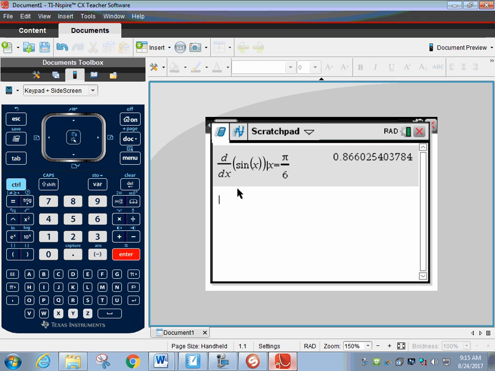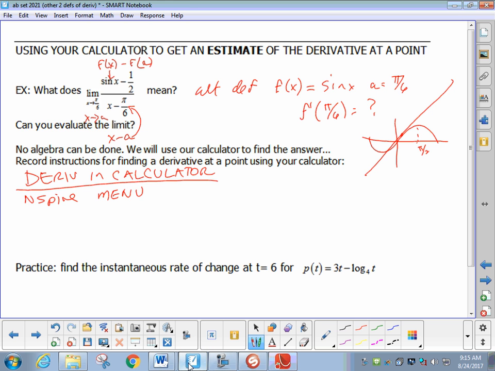Now, actually, I would need to make sure my calculator's in radians. Sine of 30. It is in radians. Okay, so if you got 0.866, then you are good. If you got something else, then you might be in degrees. So make sure that you are not in that case. Did you get 0.866? Inspire: menu, calculus, numerical derivative. Okay, and so we would say that this is 0.866. Always give me 3 or more decimals.